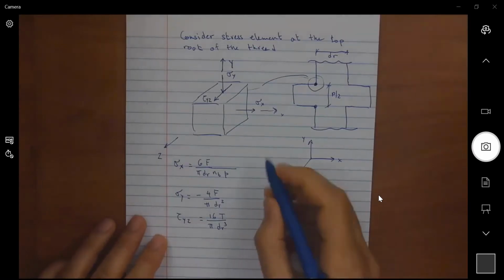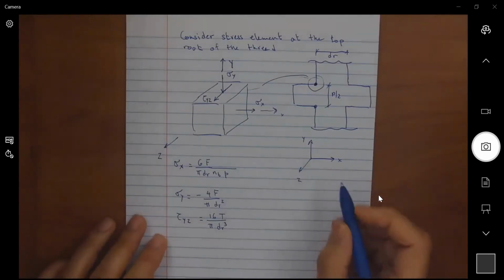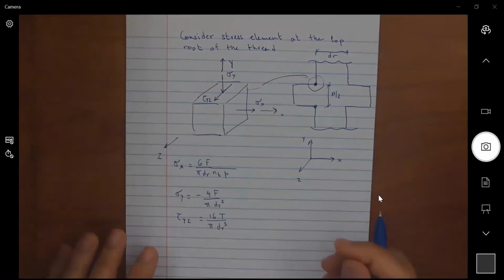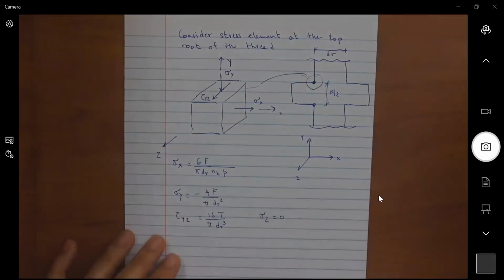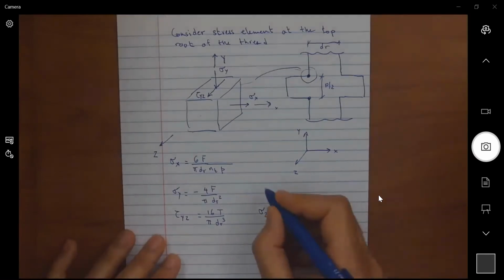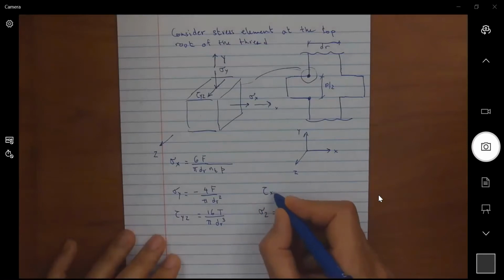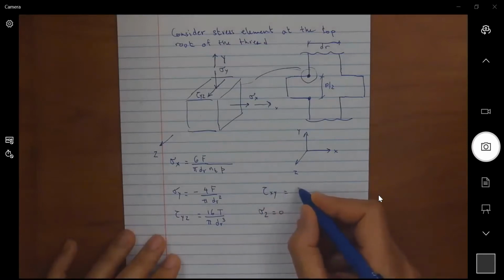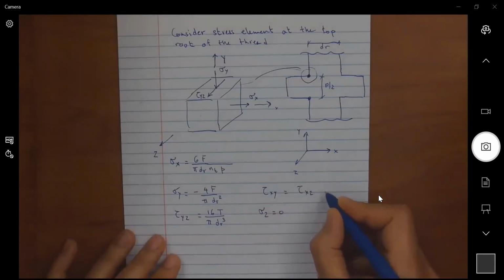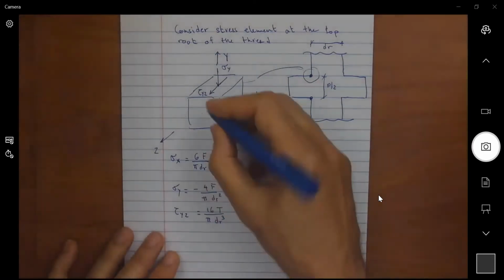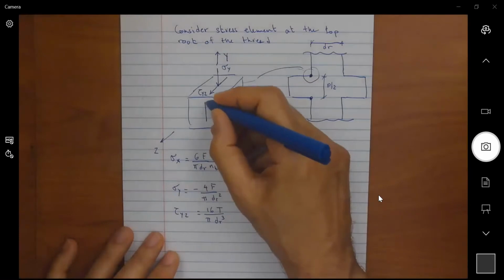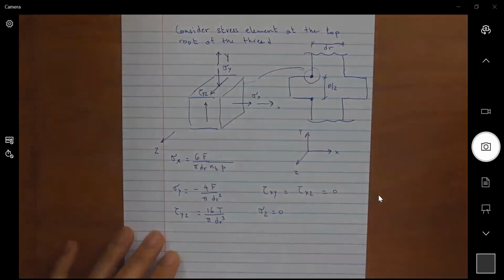So what is the value of sigma z? Is there a sigma z? No. So I can come here and write a note that sigma z is equal to 0. And by the way, this is also true for tau xy equal to tau xz equal to 0. And of course, we know that shears always complement each other. So if there is a tau yz, there is a tau zy.